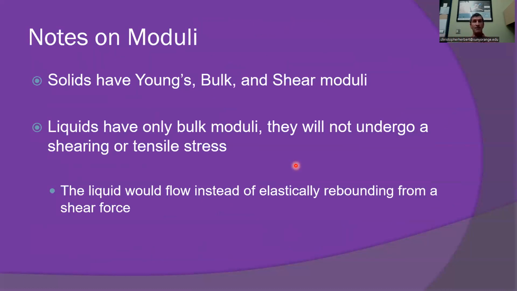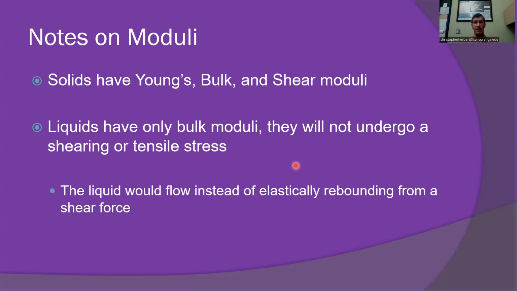So again, solids have Young's moduli. They can also have different Young's moduli for tension and compression. They have bulk moduli, they have shear moduli. It's really analogous to the spring constant for our spring. Liquids only have bulk moduli, by the way. They will not undergo shearing or tensile stress.